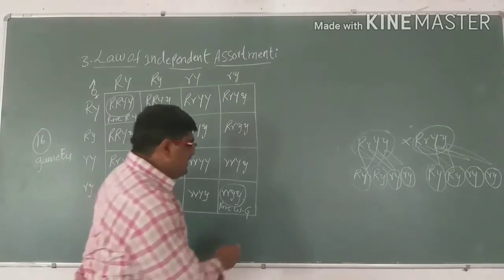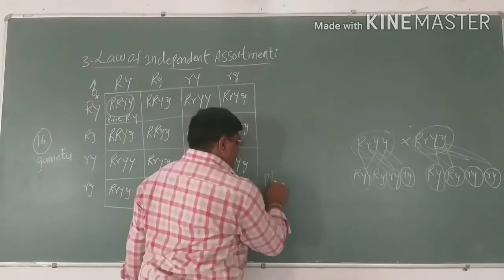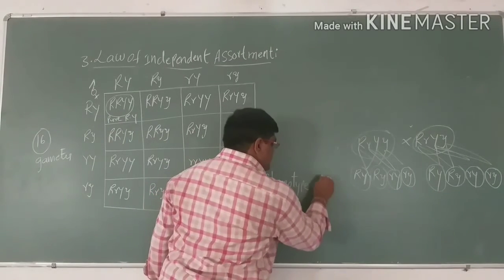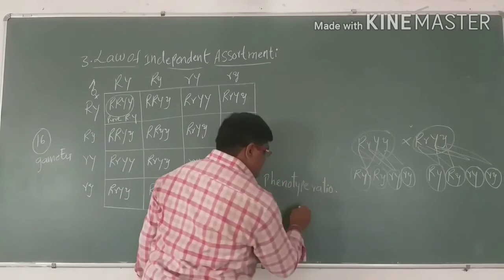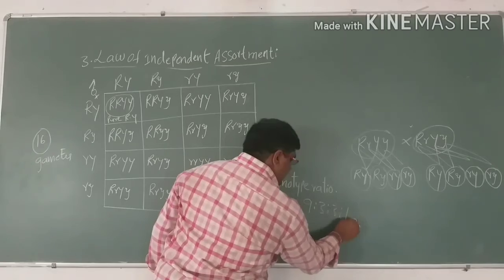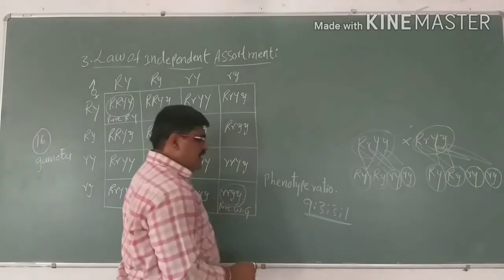So if you look at the phenotypic ratio, it will be a 9:3:3:1 ratio that we are able to produce.